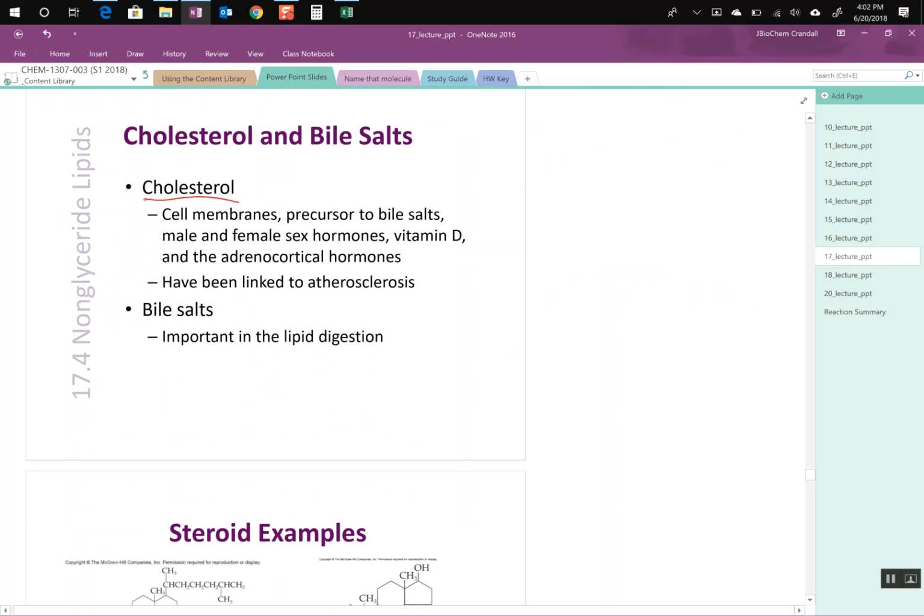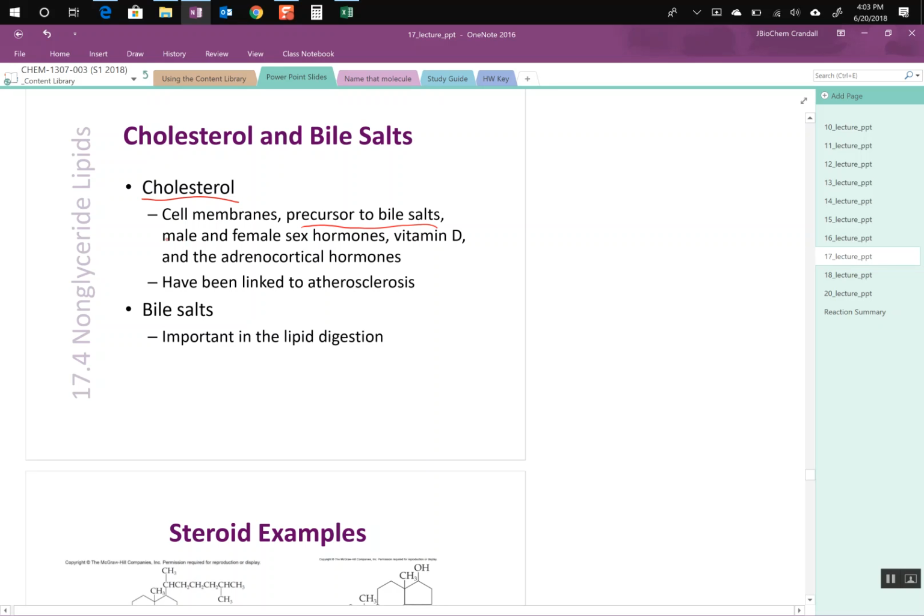We find cholesterol in our blood, at cell membranes. These are precursors to bile salts, which are emulsifying agents. Emulsifying agents are going to have polar and nonpolar parts to allow you to be able to dissolve fats.